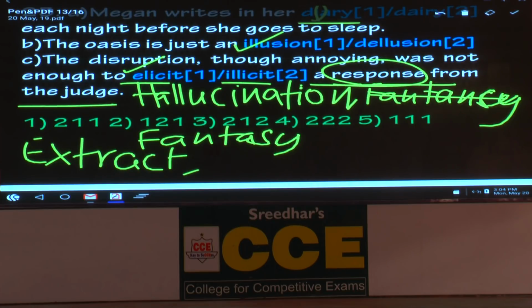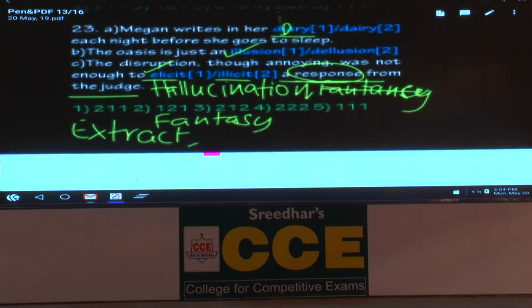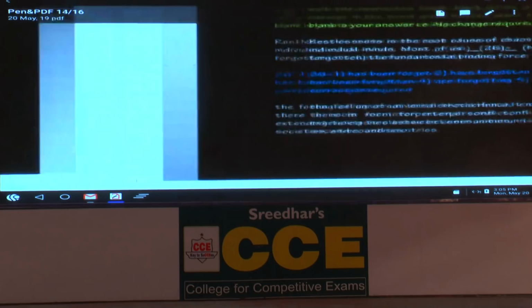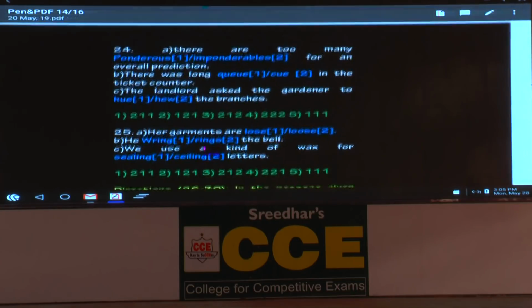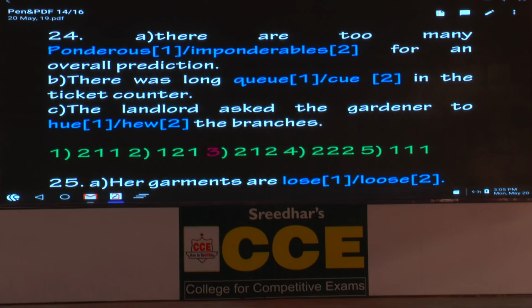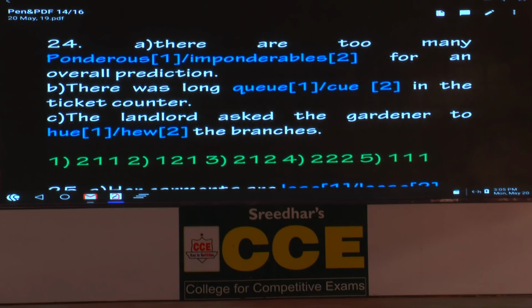Illicit child means what? Illegal child. Not born to legal parents. Illicit child. Also write one more expression, illicit liquor. But when you say illicit liquor, it has another connotation, something that is not pure. And we use the word spurious. Spurious means what? Impure. Shall I move on to question number 24?